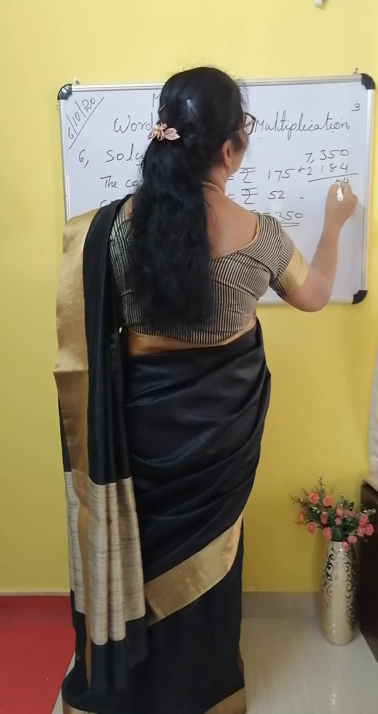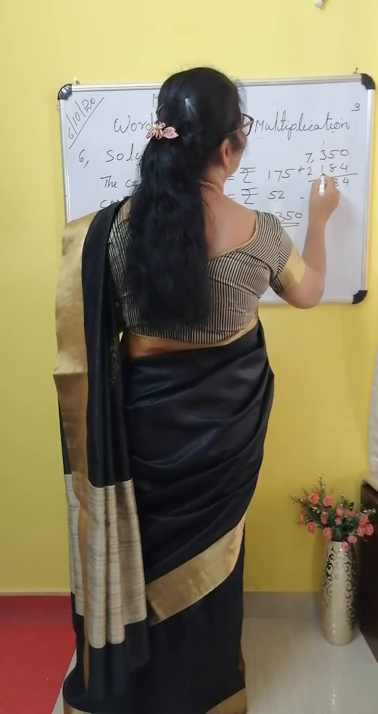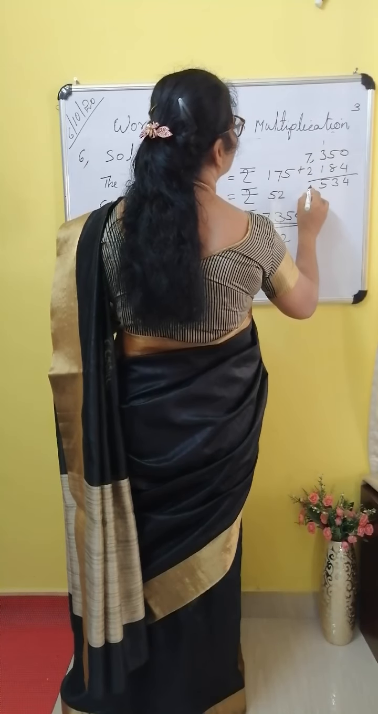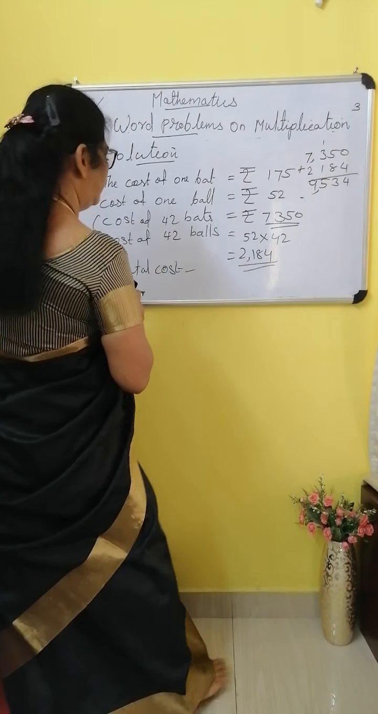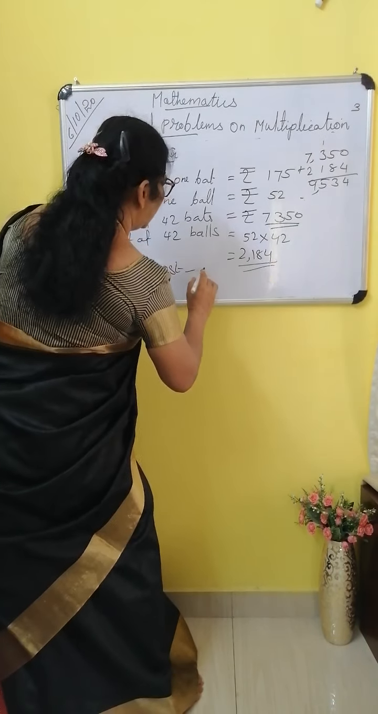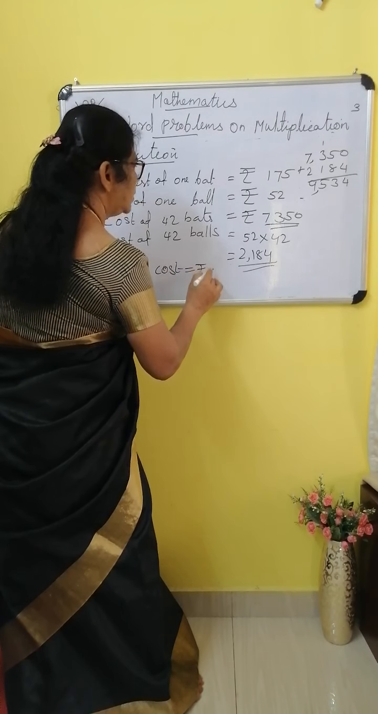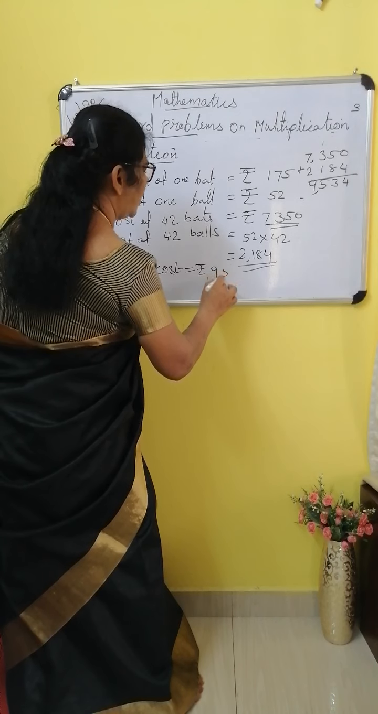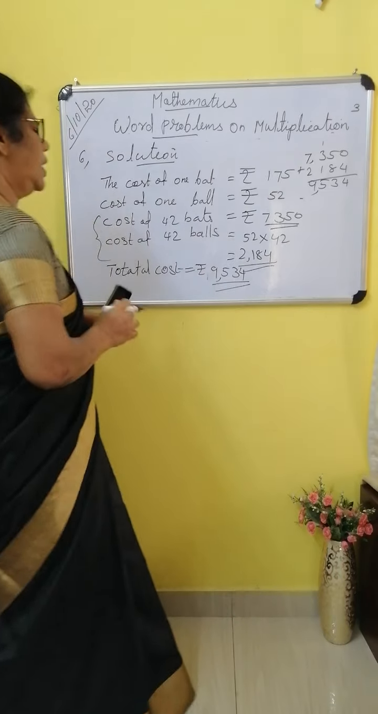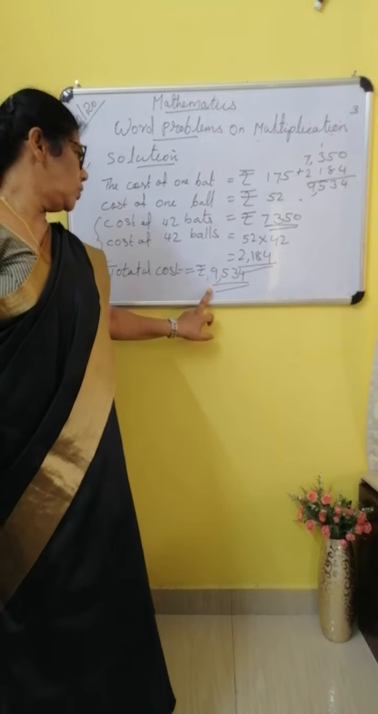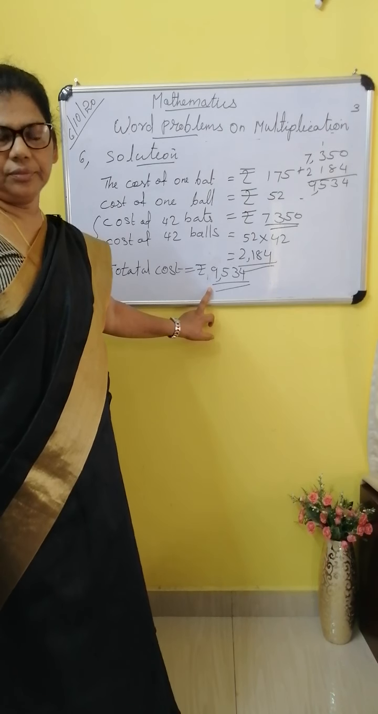4 plus 0, 4. 8 plus 5, 13, 1 remainder. 3 plus 1, 4 plus 1, 5. 7 plus 2, 9. So total cost equal rupees 9,534. This is the answer. This is the total cost of 42 balls and bats. Understood? Okay.